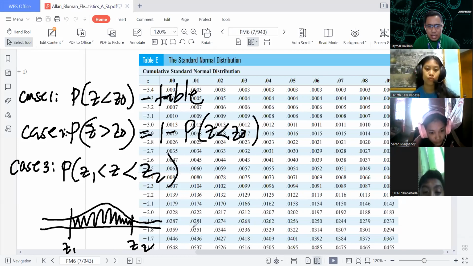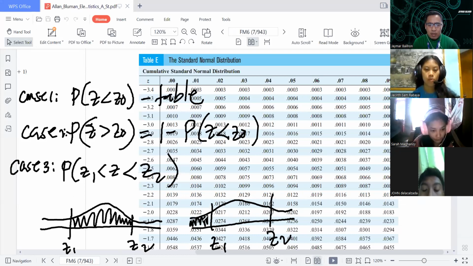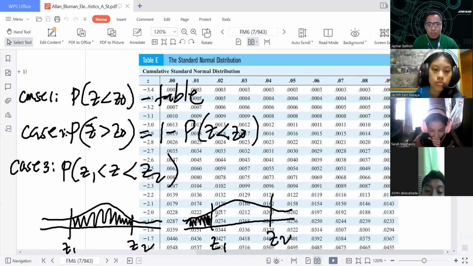Can you look at this, class? I want you to analyze it. This is your z sub 1, this is your z sub 2. What is this? Can you tell me what this is? Can you shade it now? Yes. Probability of z less than z sub 1. Very good.